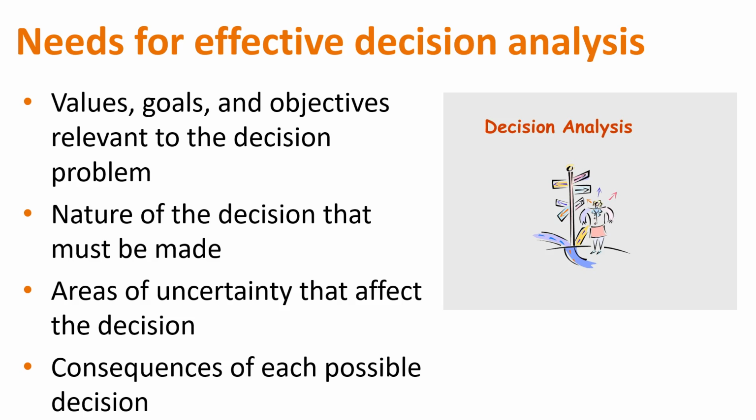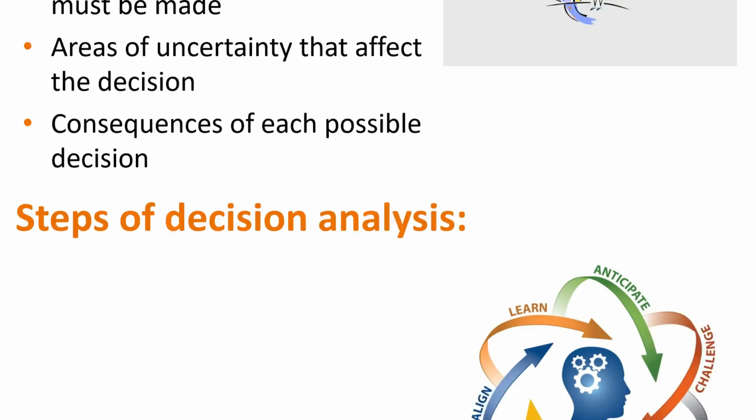Anytime we're doing this, we will have areas of uncertainty that affect the decision. We need to be aware of that and understand it. Those are assumptions. When we have uncertainty, we have to make assumptions, so it's important that we communicate that. The other thing we need to think about is the consequences of each possible decision. We need to communicate that. All of these things need to be represented in whatever we deliver as the decision analysis result.